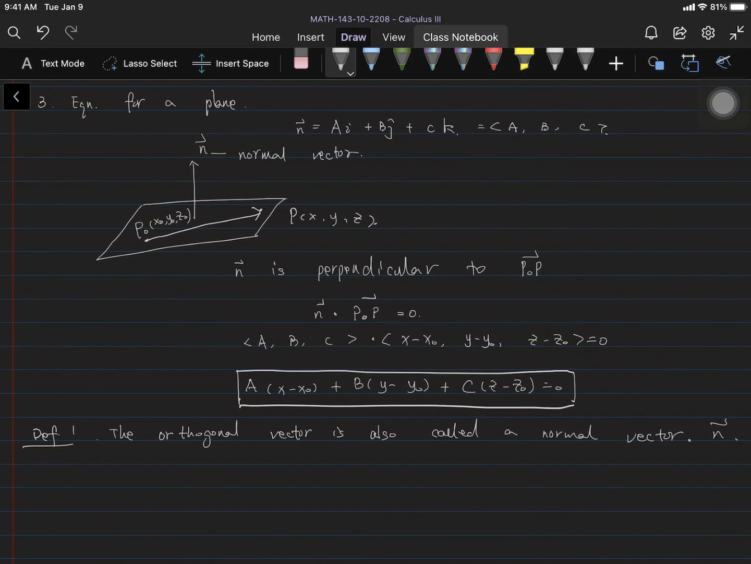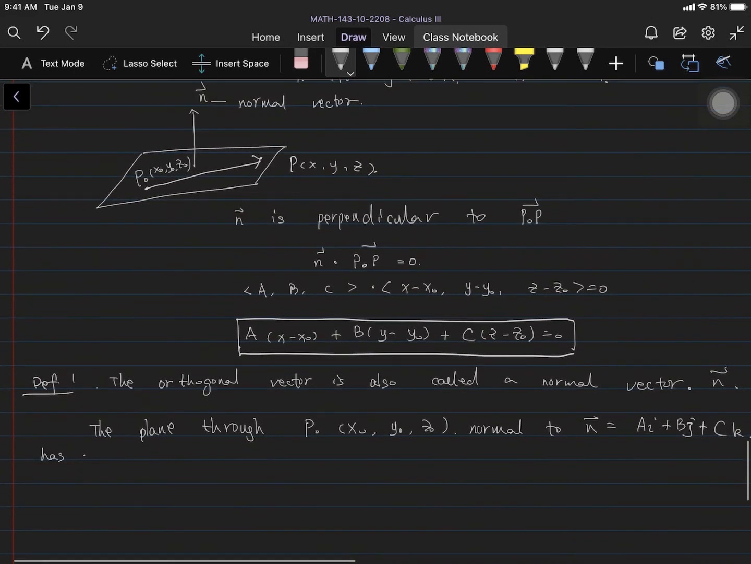So with our plane equation, the plane through a point, P naught, which is x naught, y naught, z naught, normal to a given vector, which is A, B, C, has the vector equation. The vector equation means n dot P naught P vector equals 0.